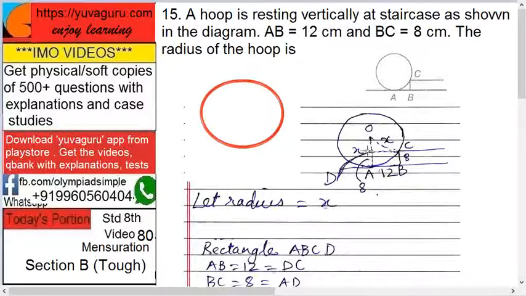D is a point over here. It's an imaginary point which we have taken. We draw a line CD parallel to AB, right? And AD parallel to BC. Dotted line. See this. And this is the point D.